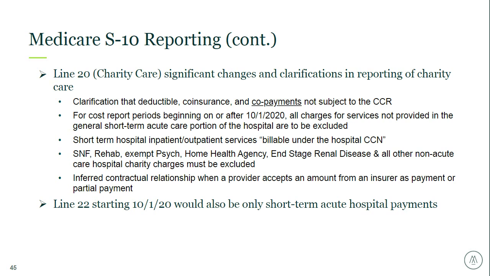And much like the CCR change, for cost reports beginning on or after 10/1/20, only short-term hospital, inpatient, and outpatient services billable under the hospital CCN can be included as charity. All of your SNF, rehab, exempt psych, all of your non-short-term acute charges are excluded from S10. This will add another layer of complexity to reporting your S10, as now after identifying your charity, you have to separate and exclude certain charges.